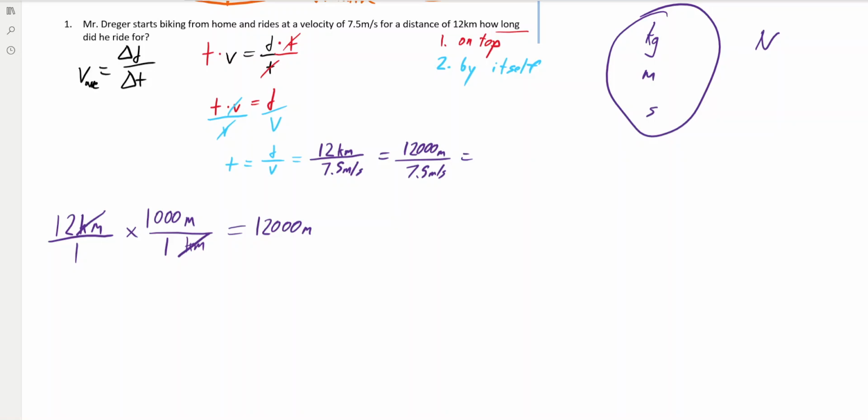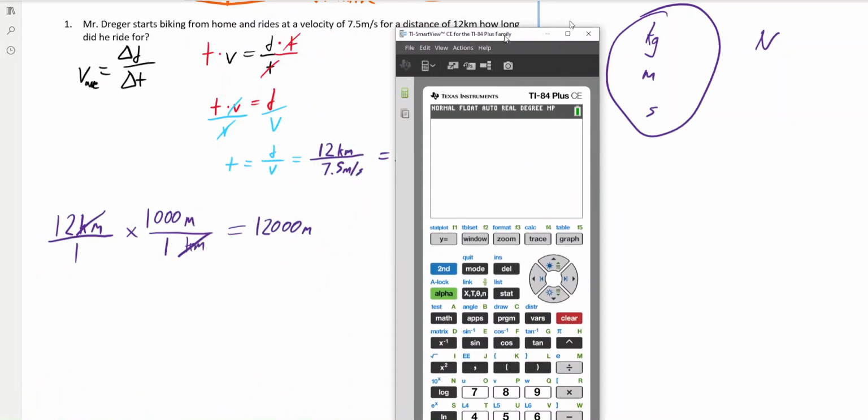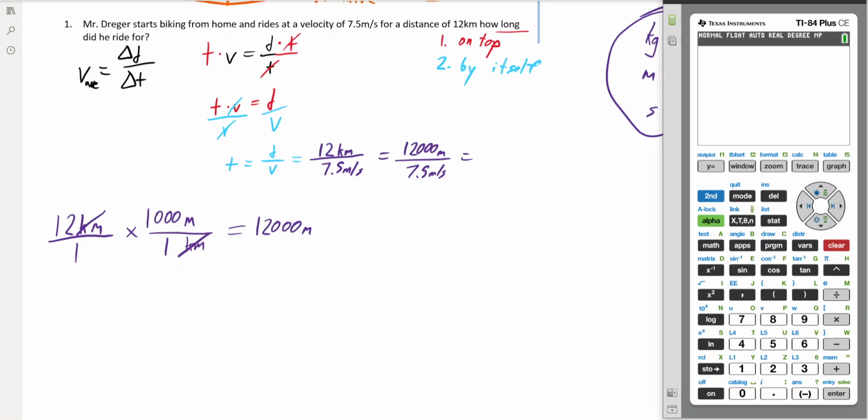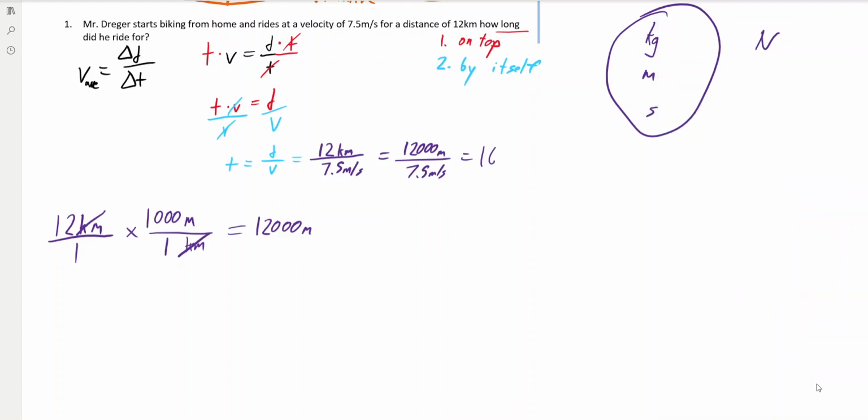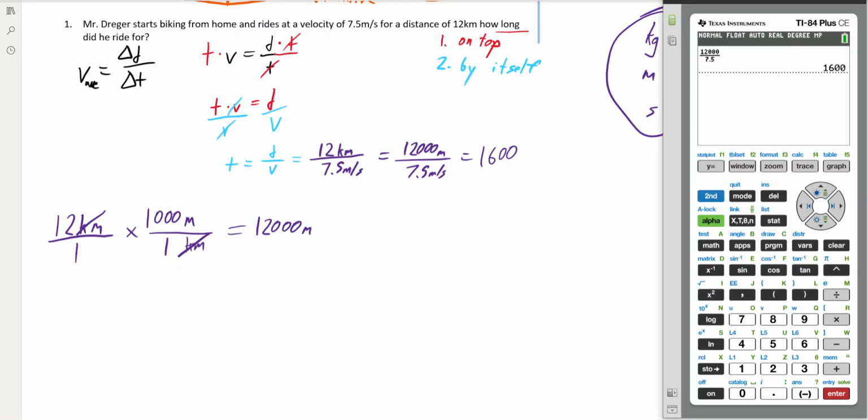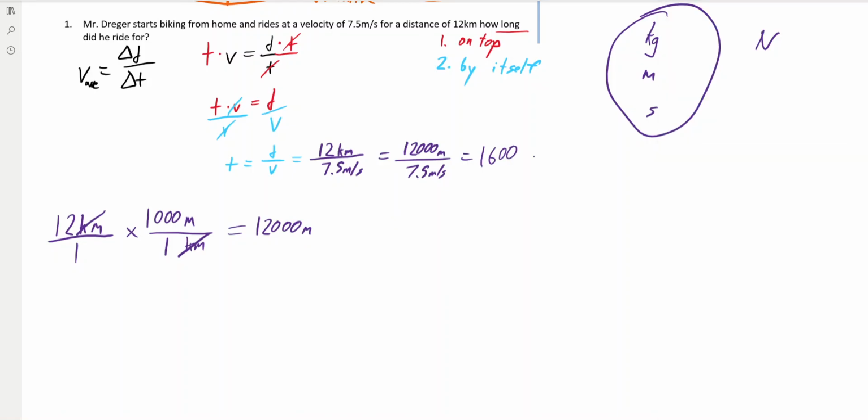And now we can go ahead and try this in our calculator. I really like to use this fraction ability in my calculator because it'll automatically put brackets. In this case, it doesn't really matter. You can do 12,000 divided by, and that would work too. Anyways, it is 1,600 seconds.